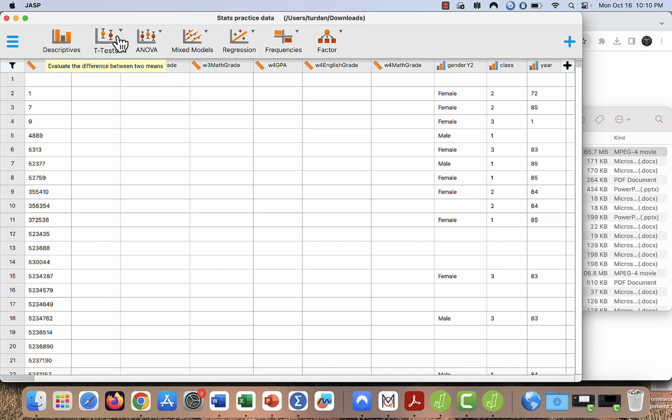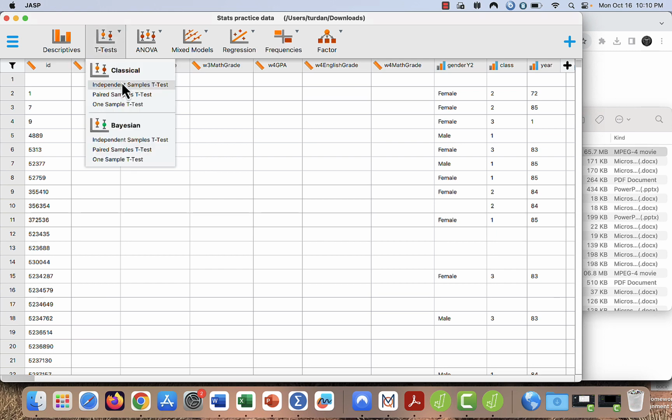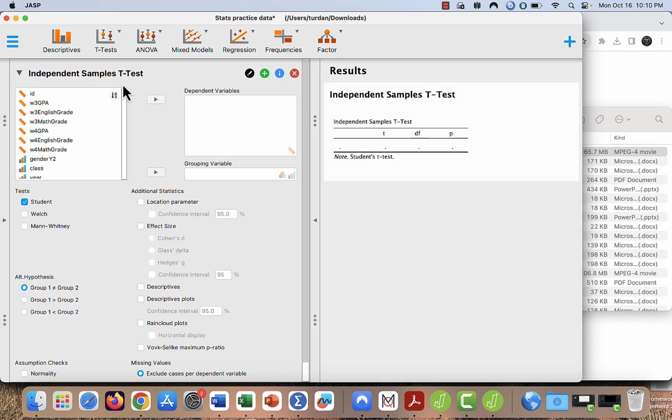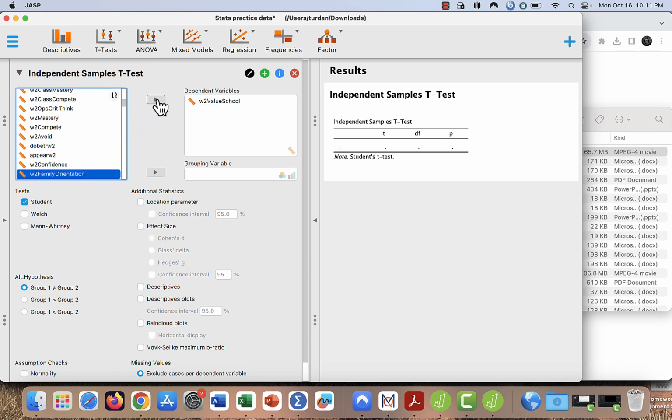And in this video I'm going to show you how to do independent t-tests and paired t-tests. So first, the independent t-test. We need one dependent variable that is measured on a continuous scale. So let's look at something like, how about valuing school, something like that. Dependent variable valuing school.